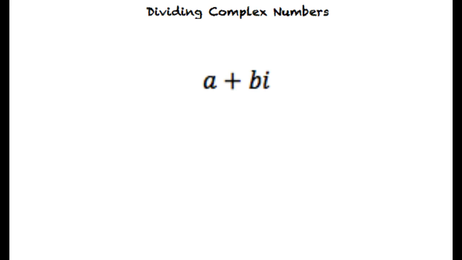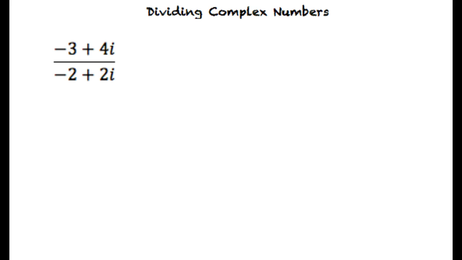Let's take a look at an example to see how we can use conjugates to rewrite expressions. Our example will be (-3 plus 4i) over (-2 plus 2i). When we divide complex numbers, we start by multiplying both the numerator and the denominator by the conjugate of the denominator. Since the denominator is -2 plus 2i, its conjugate is -2 minus 2i, right? That's right, so we can multiply both the numerator and denominator by -2 minus 2i.